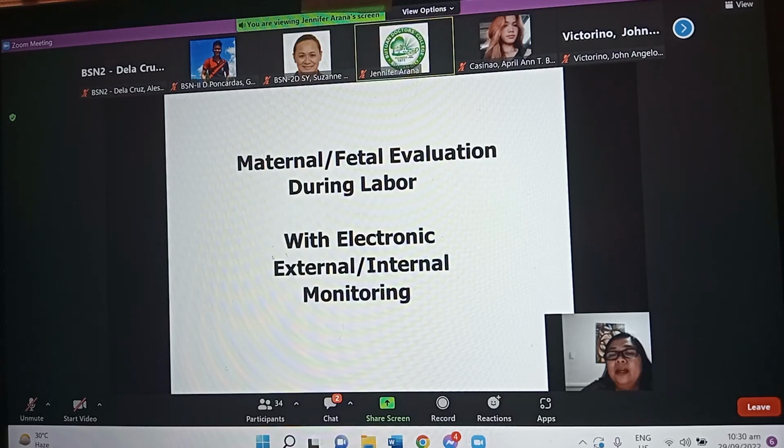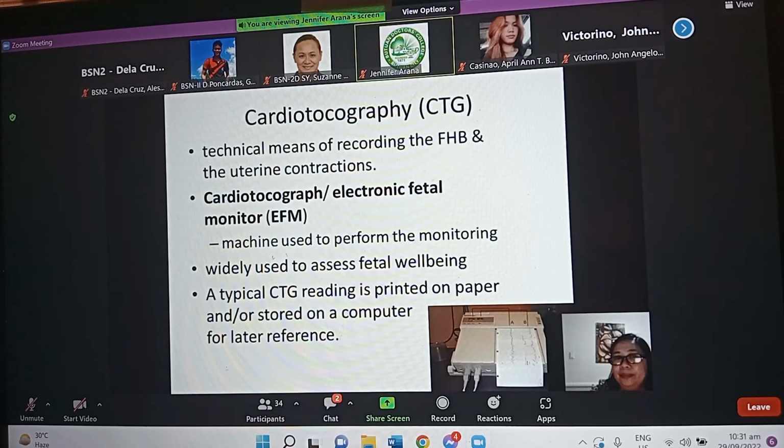Okay. So next we go to the maternal and fetal evaluation during labor with an electronic external or internal monitoring. So using machines to assess the fetus and the mother during labor.